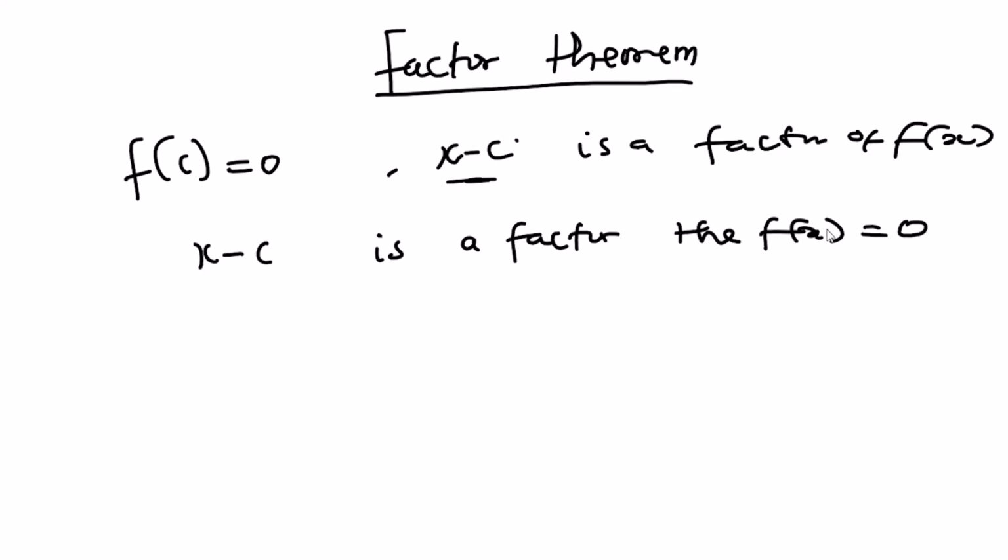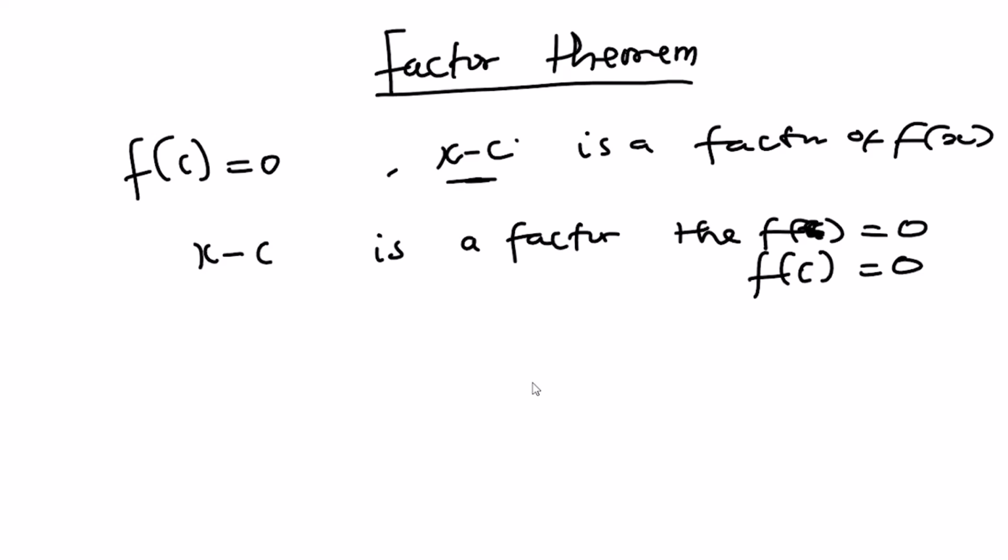Sorry, this should what? f of c. So f of c should be equal to what? 0. Alright, so that's the basic idea behind the factor theorem. So if you have a zero of a polynomial, you put it into the polynomial, you are getting 0, meaning that that value is a zero of that particular polynomial.